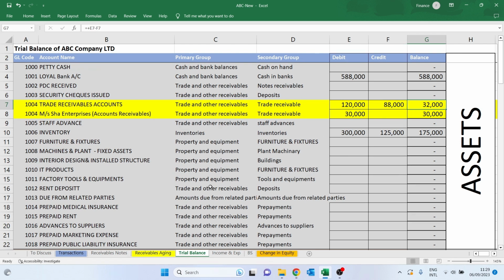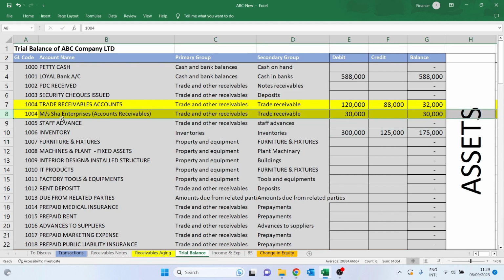Now, before going to the next part, during our first entry, we created an account called Messrs. Shah Enterprises. At that time, we had only one customer, only one accounts receivable account. That is why we created this account only in the GL. Now we have numerous customers, so we need to maintain the subledger, the accounts receivable subledger.